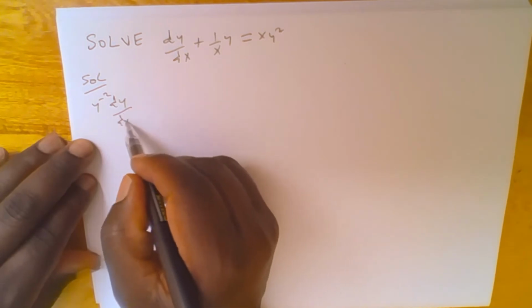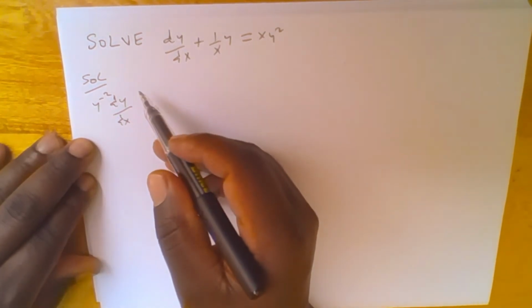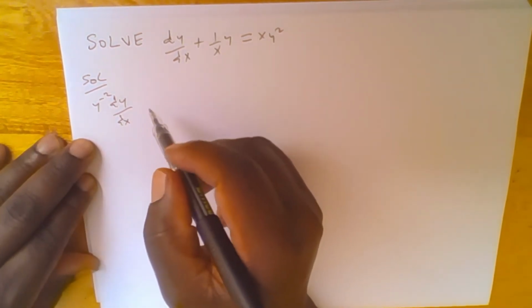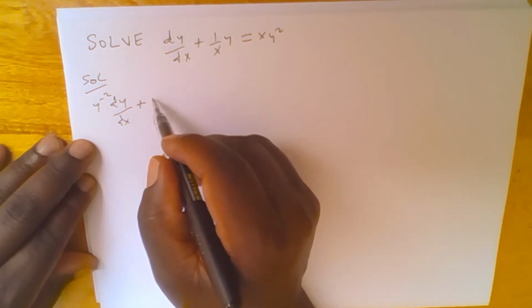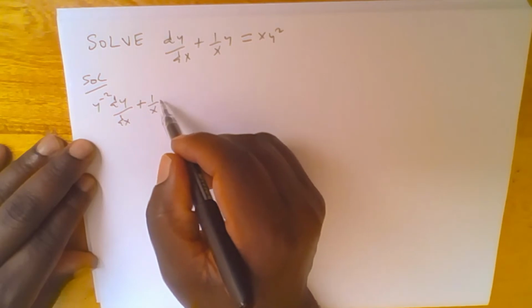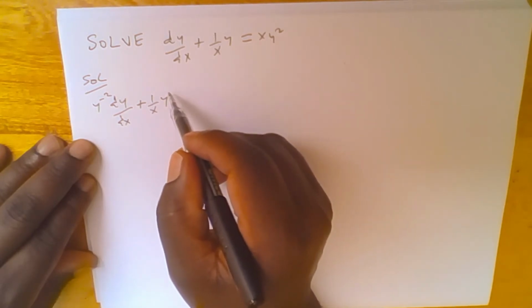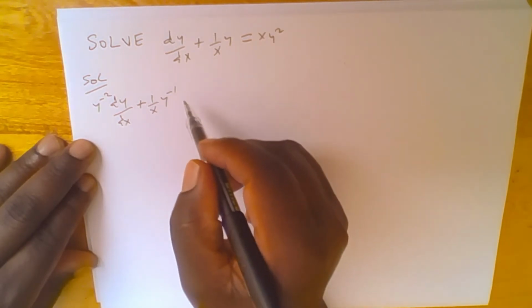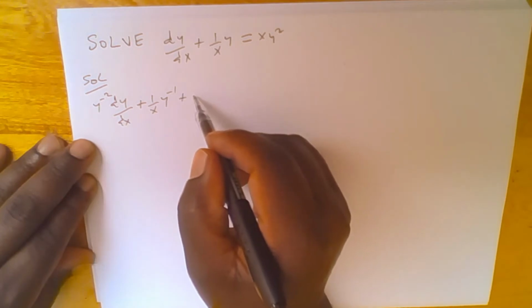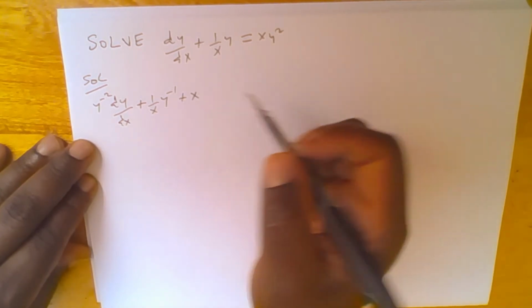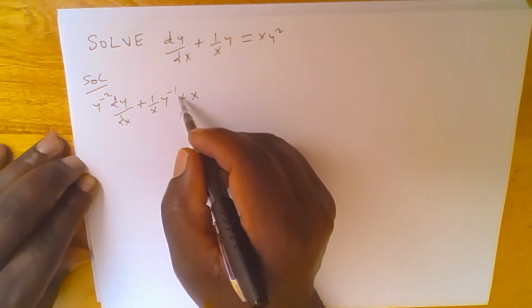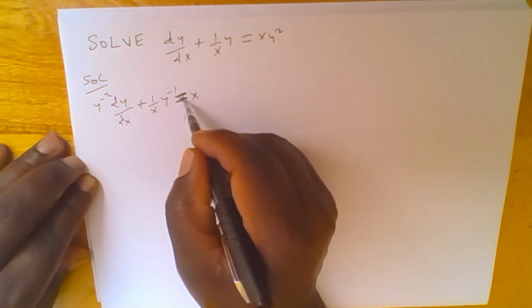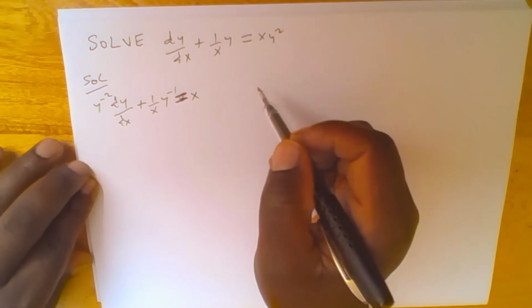dy dx plus 1 all over x, y raised to negative 1 plus x now equals to x.